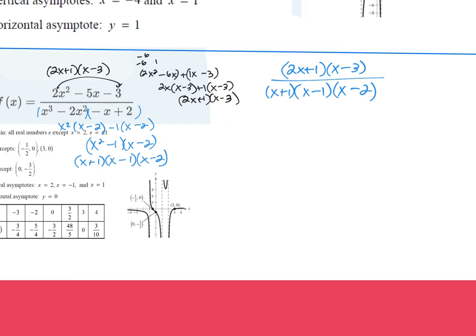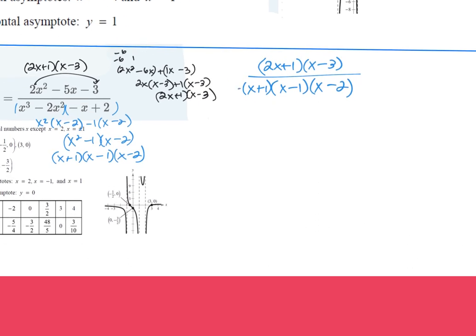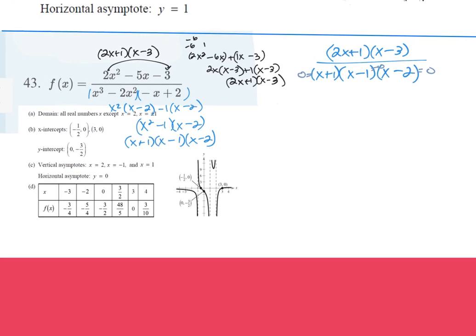So nothing cancels, right? Which means there's no holes. The vertical asymptotes would come from setting each of these equal to 0. So there's actually 3 vertical asymptotes here. One at x equals 2, one at x equals -1, and one at x equals +1.